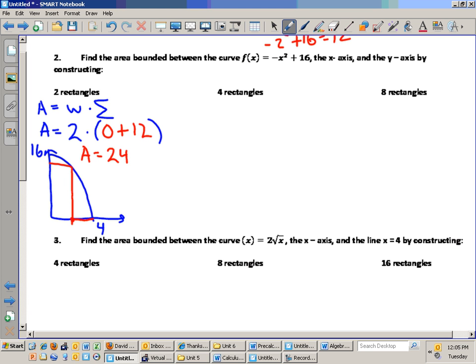Let's see if 4 does better. I'm going to still plug them in by hand for 4. We'll do 8 with the calculator.